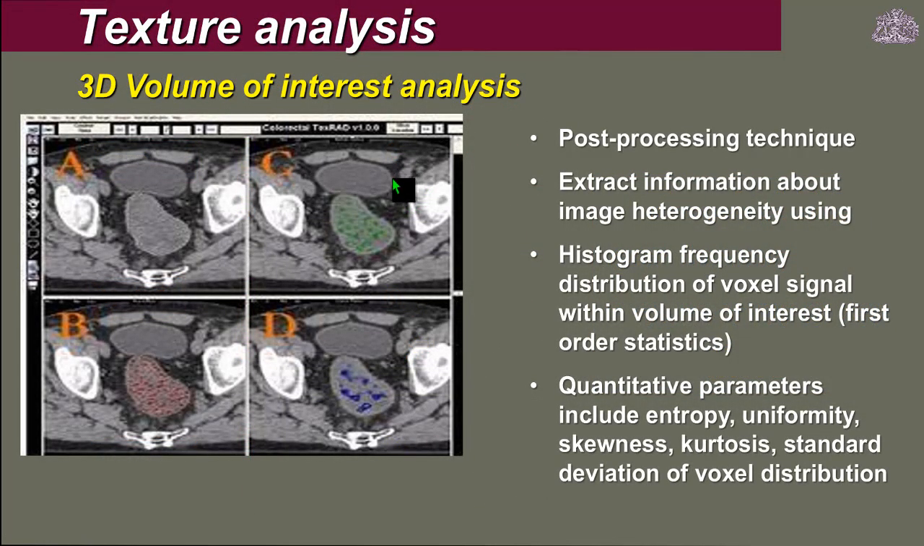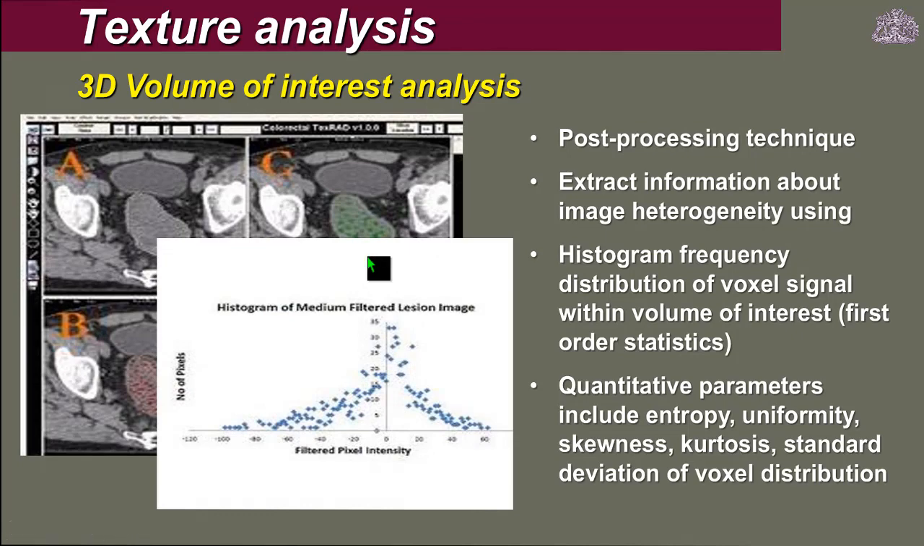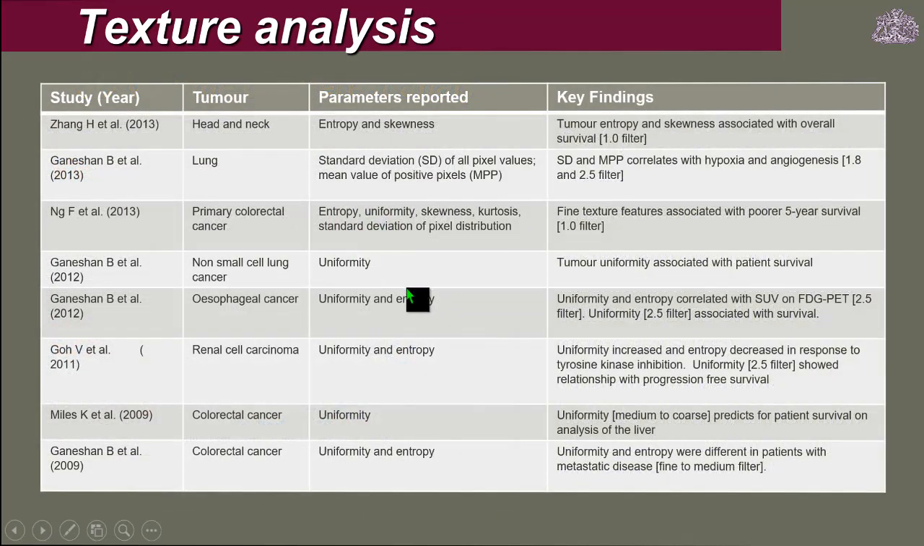Now, moving to texture analysis, this is a post-processing technique, and this is something that you probably read a lot in the literature. What we're looking at is how the voxel signal intensity within the volume of interest is varying, and we can describe certain parameters, what are called first-order statistics parameters, that relate to how the voxel intensity is distributed across an image. So what has been clear, if you read the literature, is that there is some compelling evidence that this provides some sort of insight into the tumor behavior.